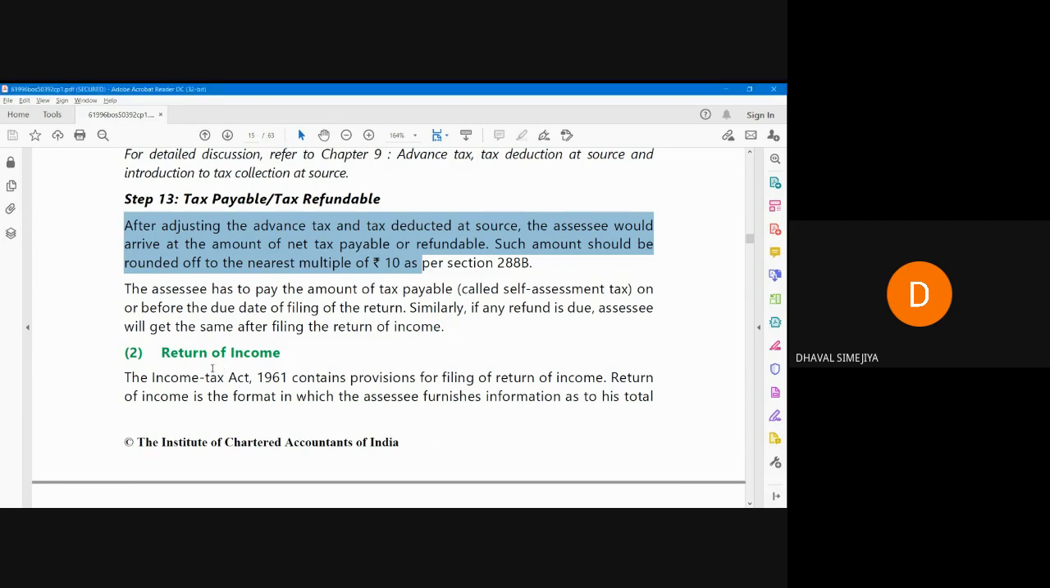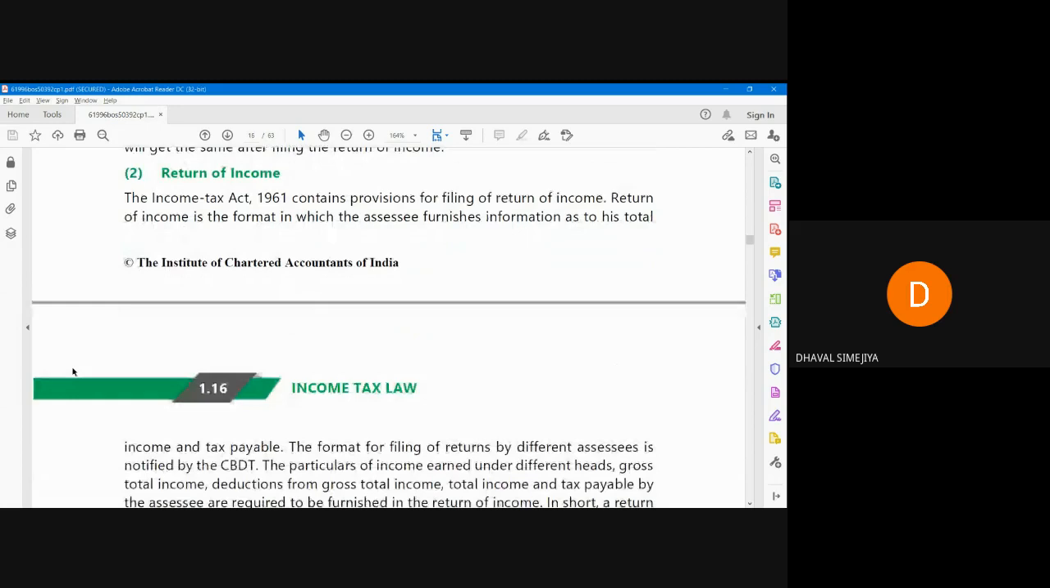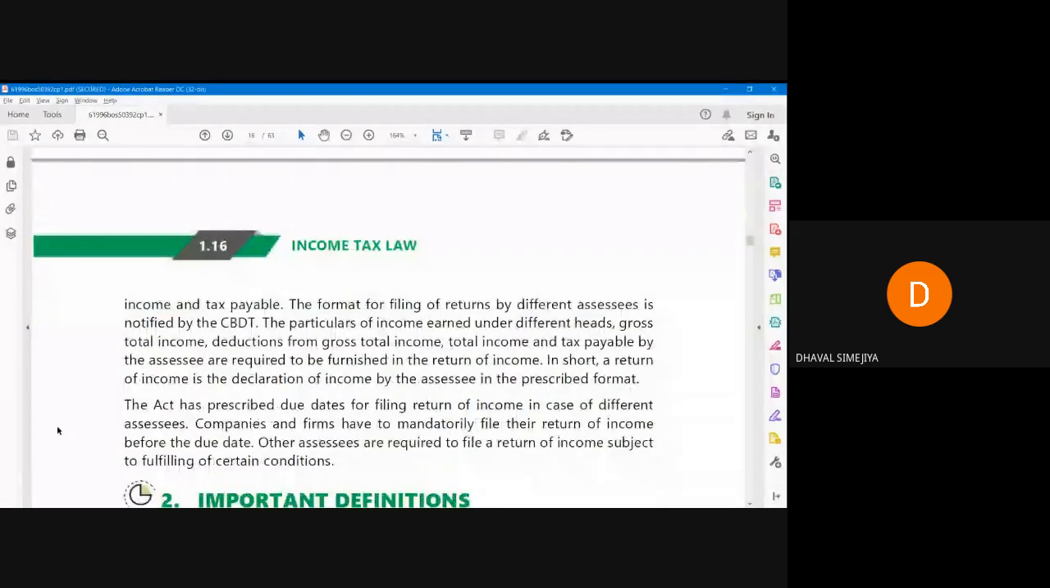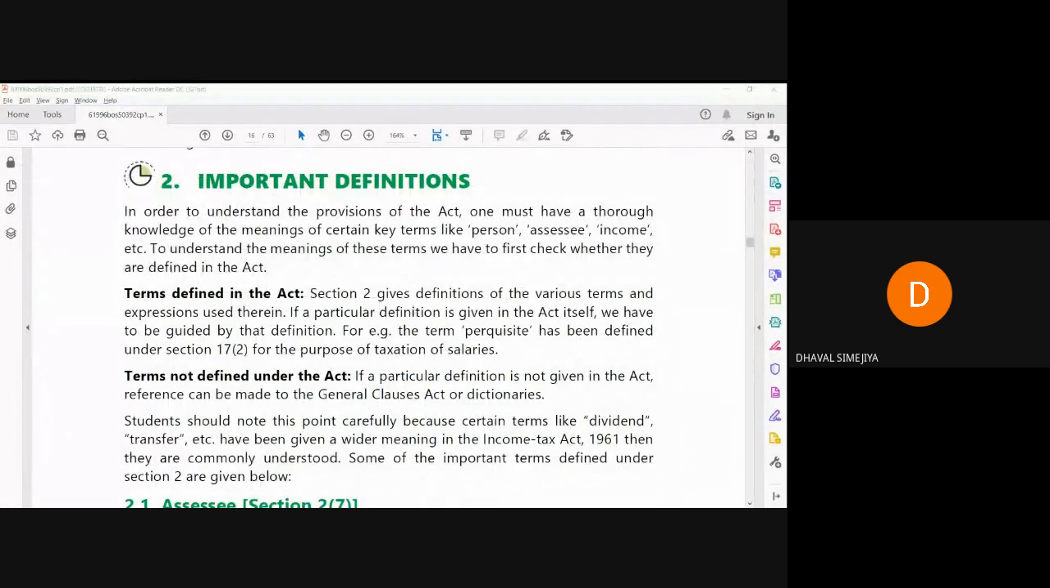Now, next point, return of income, step number 30. Okay. You have to file your income tax return as per the Income Tax Act 1961, last module of your semester 4. Done? So this is all about income tax. Nothing more, nothing less.